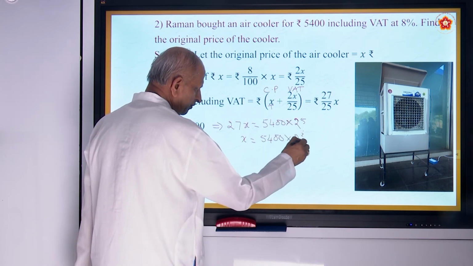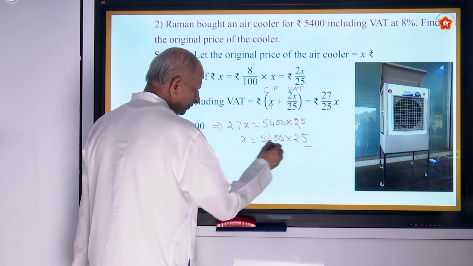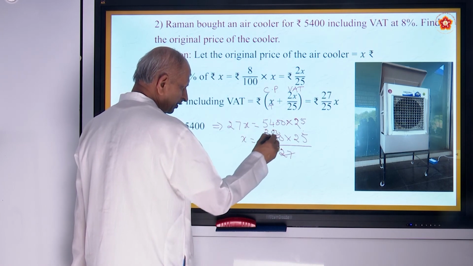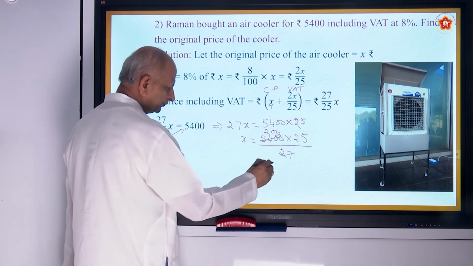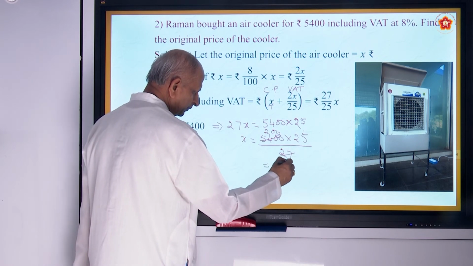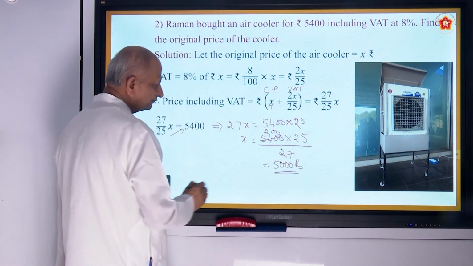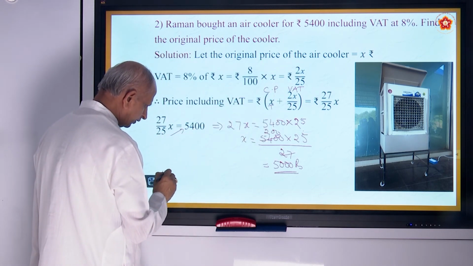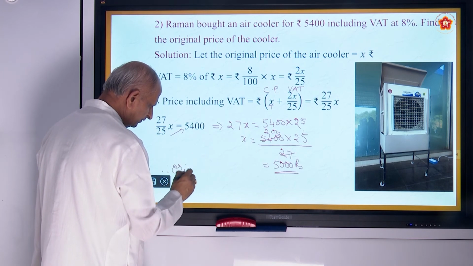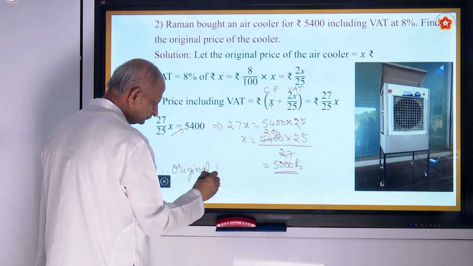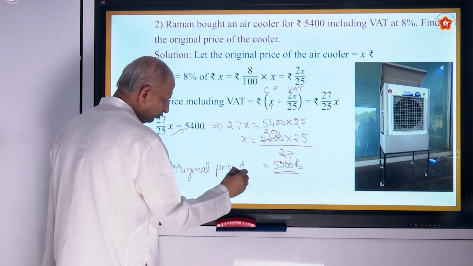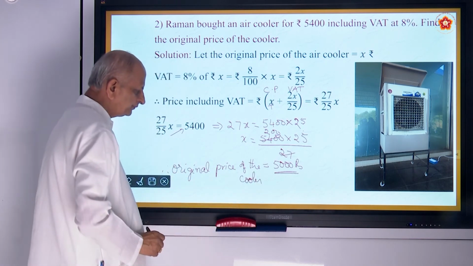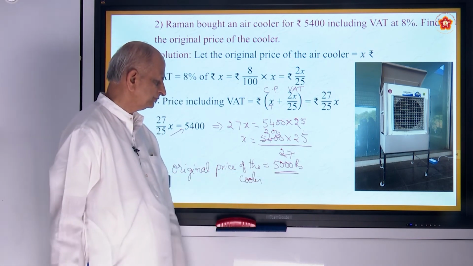5,400 by 27: 27 ones are 27, 27 twos are 54, so it is 200. So 25 into 200 is 5,000 rupees. What is that 5,000? It is the original price. So the answer is, the original price of the cooler that we took as X is 5,000 rupees.